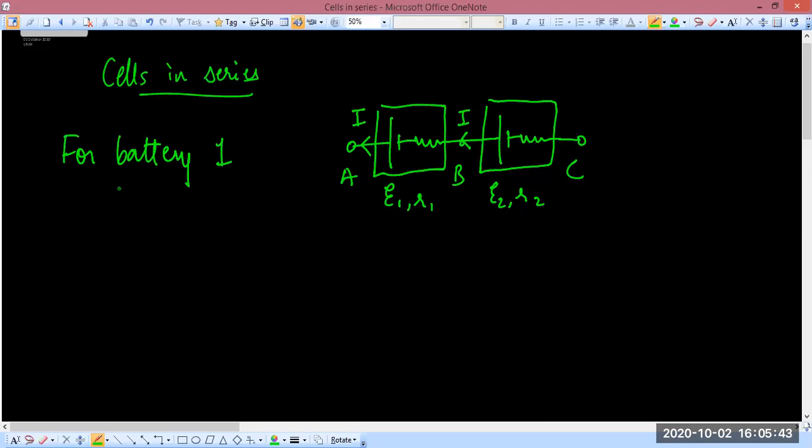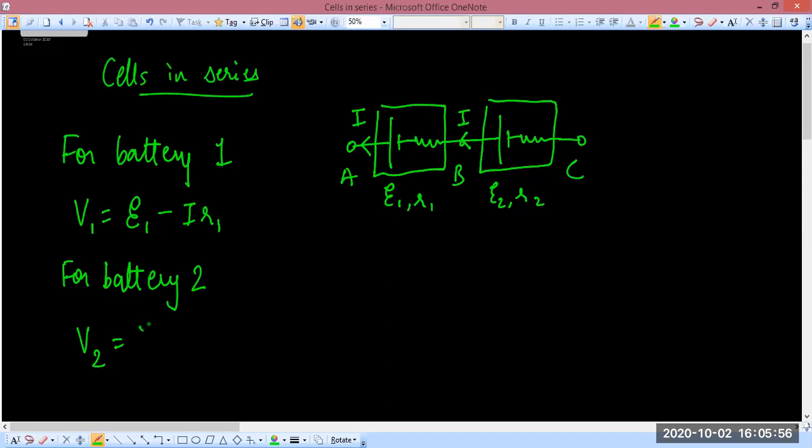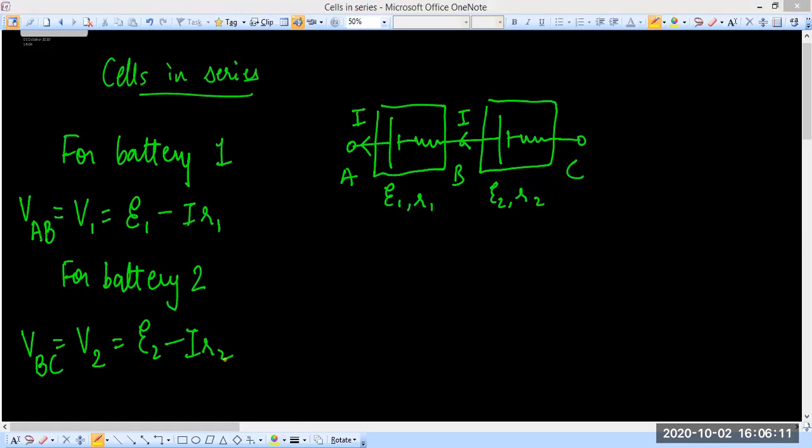So for battery 1, V1, the terminal voltage, should be equal to epsilon 1 minus IR1, and for battery 2, V2 should be equal to epsilon 2 minus IR2. And see, V1 can be easily written as the potential difference between A and B, and similarly V2 can be easily written as the potential difference between B and C.